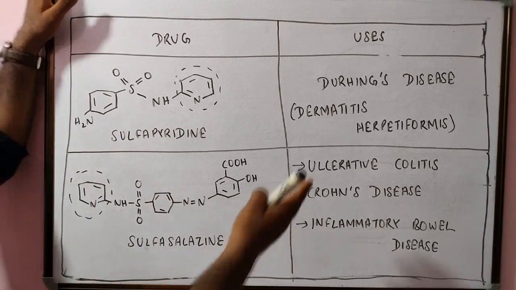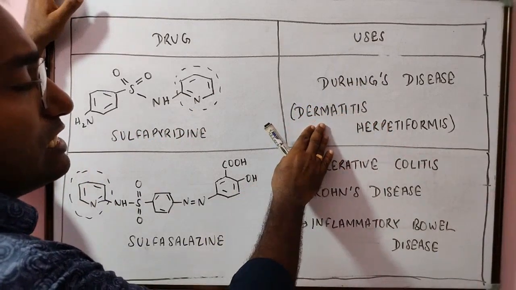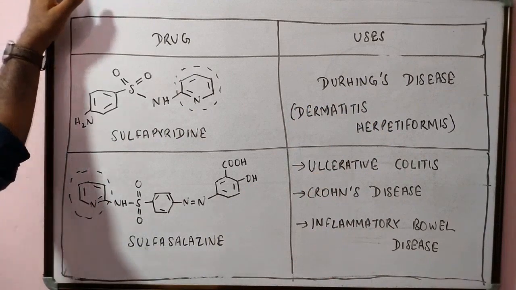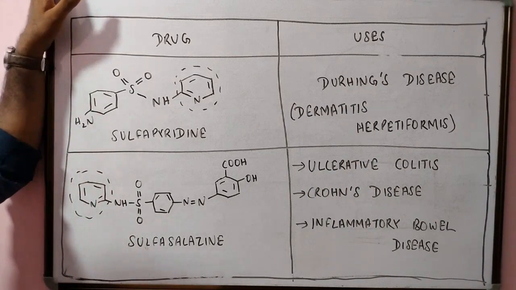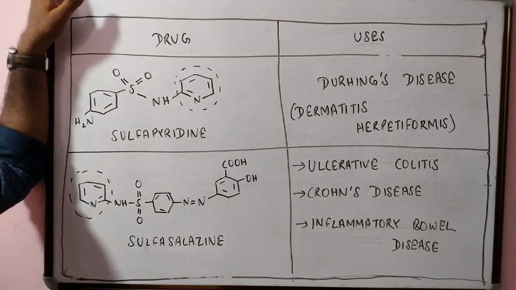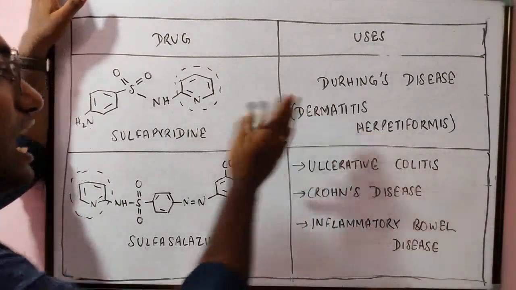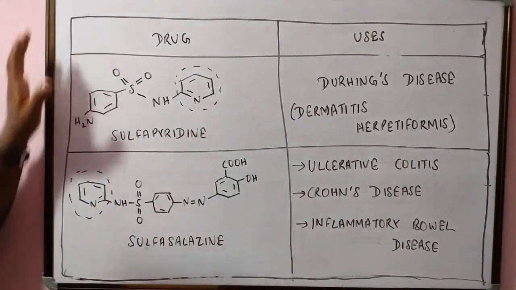Sulfapyridine is used for Duhring's disease, or dermatitis herpetiformis. This is a condition that is developed in individuals who have gluten sensitivity. When such individuals consume gluten-containing food, gluten being a common protein found in wheat, barley and rye, they develop red, patchy and itchy skin. This condition is called dermatitis herpetiformis, and sulfapyridine is used in the management of such a condition.